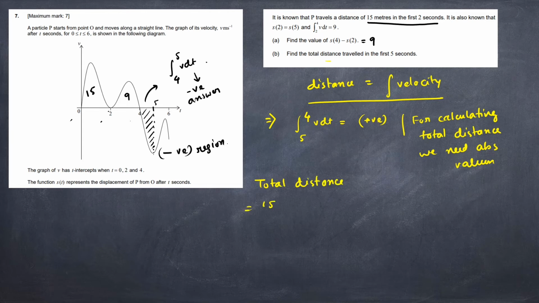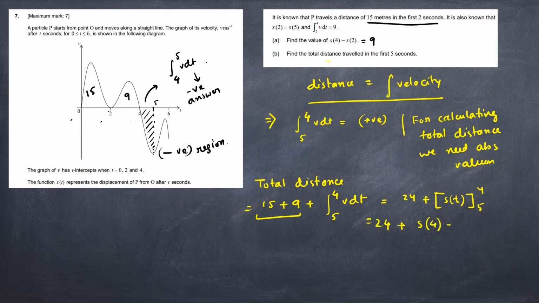Okay, so from here we can write the total distance is equal to 15 plus 9 plus the integration, as we need the absolute value, from 5 to 4 of v dt. And already 15 plus 9 is equal to 24, plus, as we have already done, the integration of velocity gives us the displacement. Now the displacement function is s of t, so s of t from 5 to 4. So we can write 24 plus s of upper limit s of 4 minus s of lower limit s of 5.